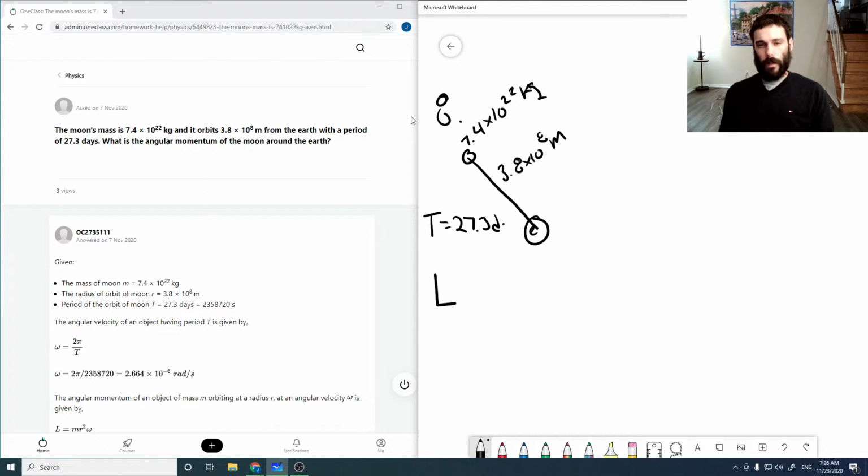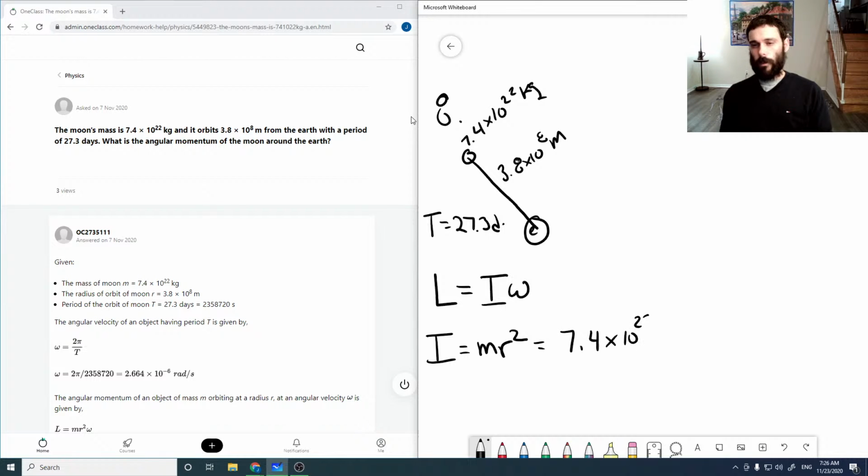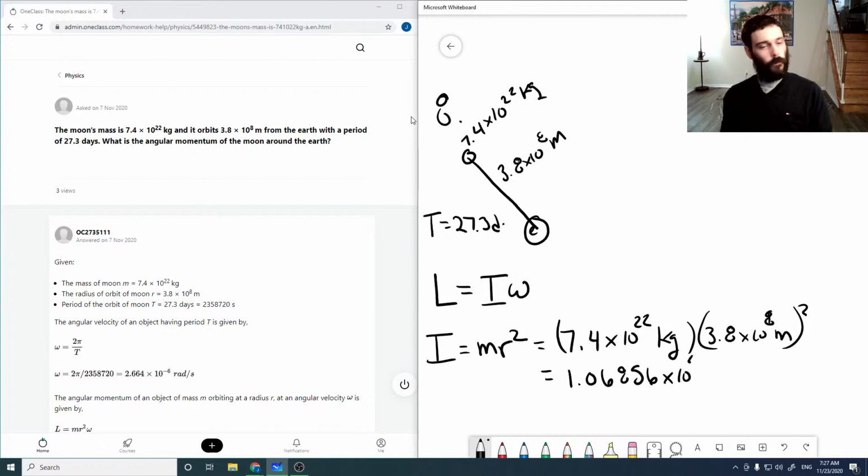So, angular momentum is I omega, where omega is your angular frequency and I is your moment of inertia. Your moment of inertia is mr squared, which in this case is going to be 7.4 times 10 to the 22 kilograms times 3.8 times 10 to the 8 meters, all squared, which comes out to be 1.06856 times 10 to the 40 kilograms meters squared.